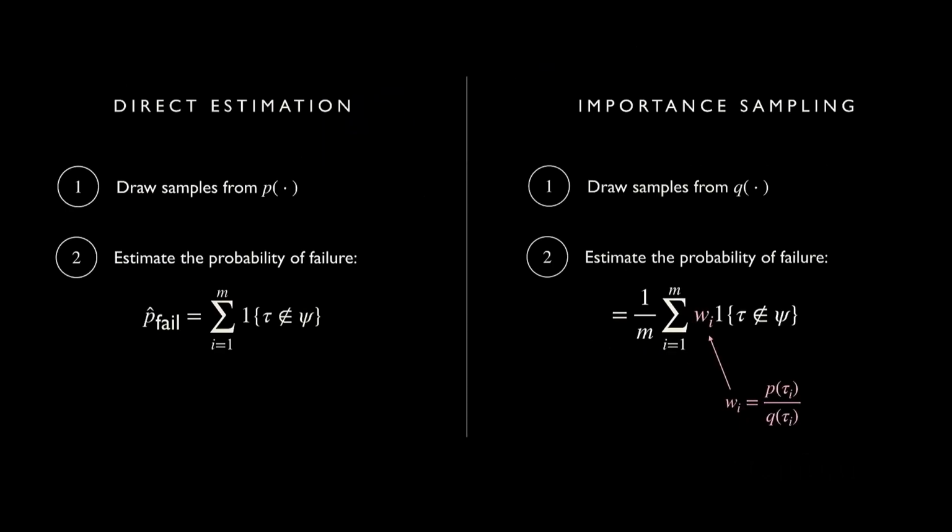And just to make a further comparison to show you that there's not too much craziness going on here: for direct estimation, we drew samples from P, the nominal distribution, and then we just estimated P fail by taking this sum here. And for importance sampling, we draw samples from a different distribution that we call Q, our proposal distribution, and we estimate the probability of failure as a weighted sum of whether or not it was a failure. So basically what we're saying is we can't just treat all of these samples as the same because they didn't come from our true distribution. We need to re-weight them according to what they would look like in our true distribution in order to get an accurate estimate for the probability of failure.